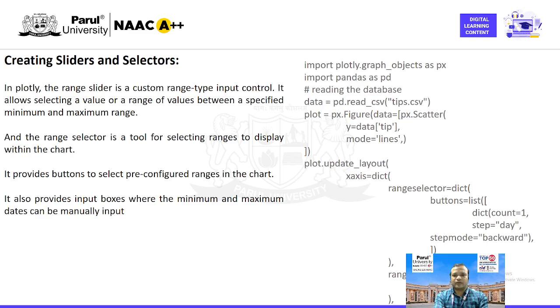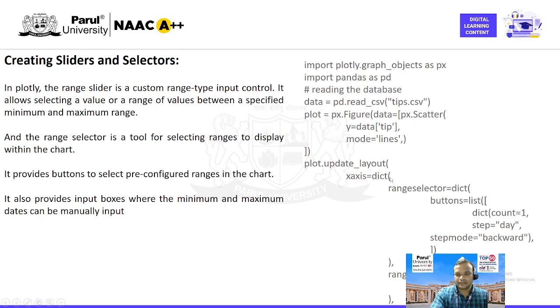Firstly we import plotly.graph_objects as px, then import the pandas library. Then we read the dataset, data is equal to pd.read_csv. This dataset we use here. Then plot is equal to px.Figure. We give this parameter here, data is equal to px.Scatter, y is data tips, and mode will be lines. It depends on the choice. Whatever we give the mode here, we give here the mode lines. So we use the line here.